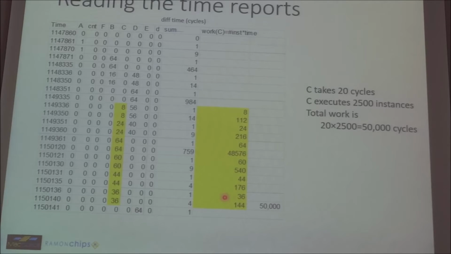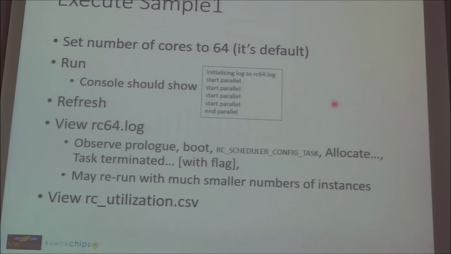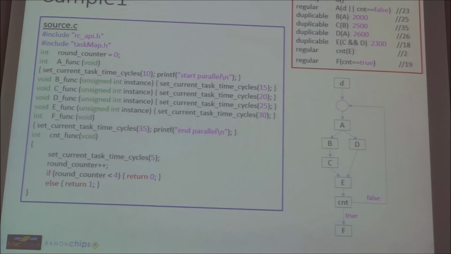But, so these are the total numbers, and this is the total work. What is work? So C takes 20 cycles, that's defined in the code, and 2,500 instances. Going back to the code to remind ourselves, here is C, 20 cycles, defined. And here is C, needs to run 2,500 instances. So 2,500 instances, each of them needs to run 20 cycles. The amount of work is the total number of cycles spent by all instances of C.